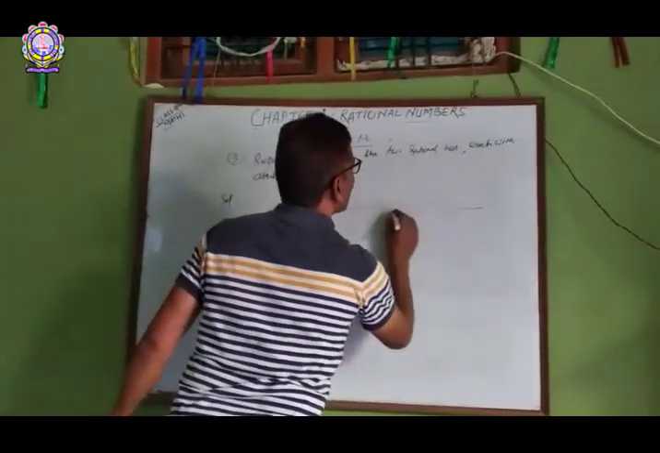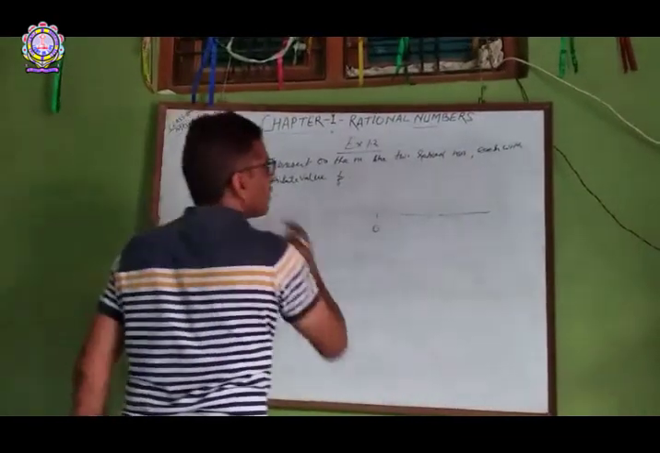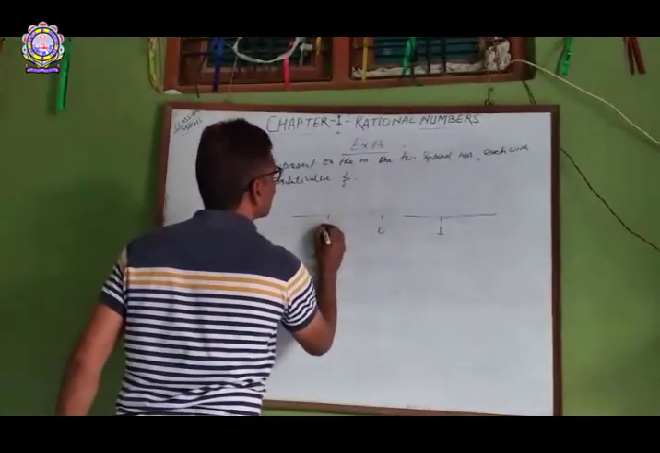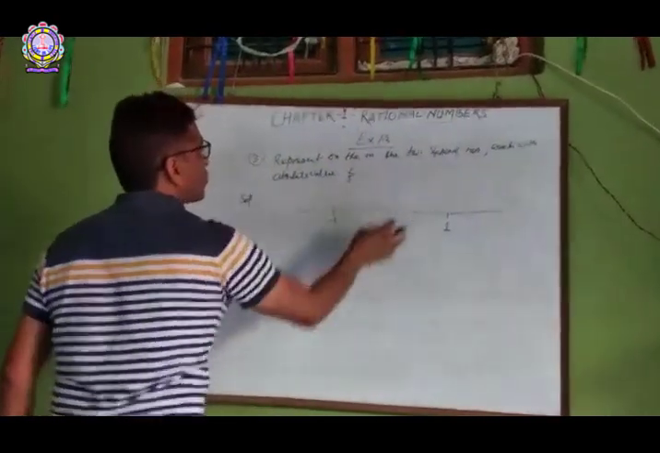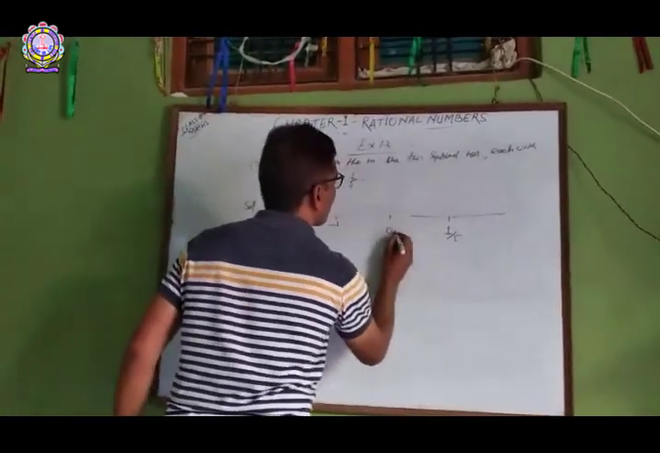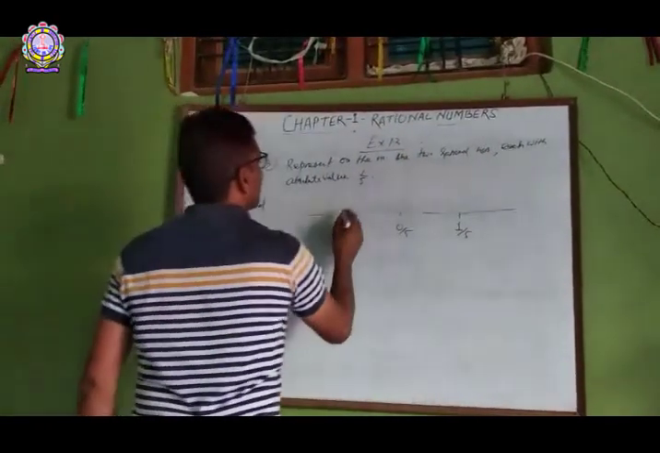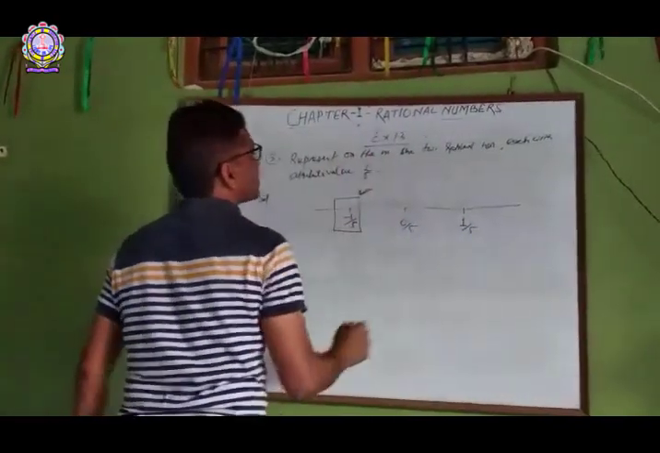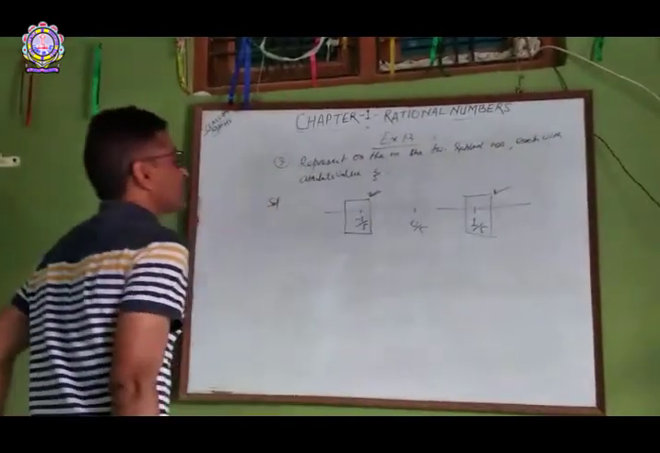Draw a number line, take 0 in the middle and take 1 on the right hand side and minus 1 on the left hand side. Here we can see that the denominator is 5. Now divide these two numbers by 5. This is 1 upon 5, 0 upon 5, minus 1 upon 5. Here minus 1 upon 5 is one rational number whose absolute value is 1 upon 5, and 1 upon 5 is another number whose absolute value is 1 upon 5.